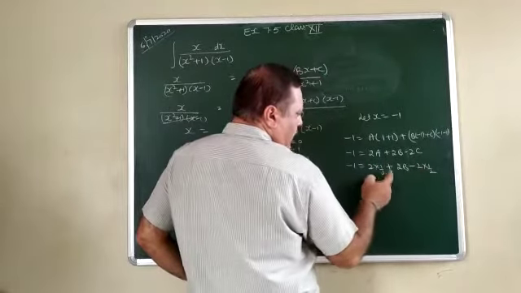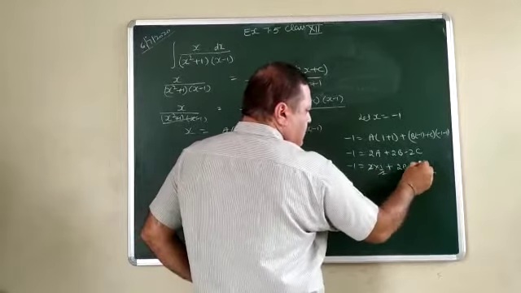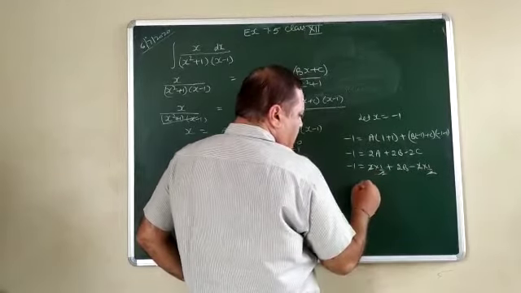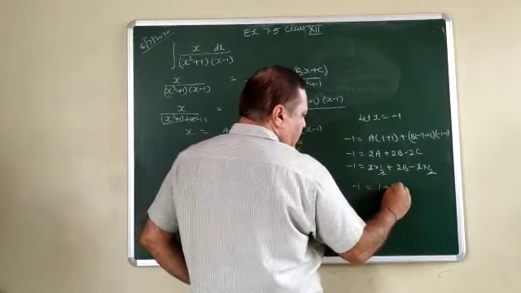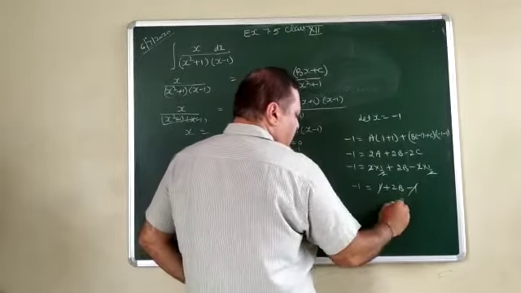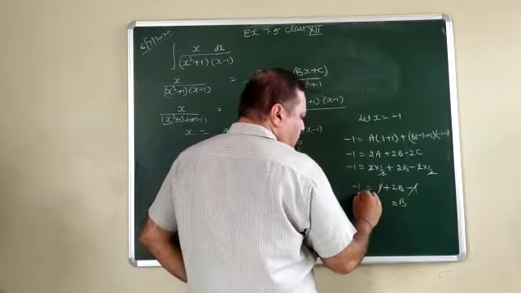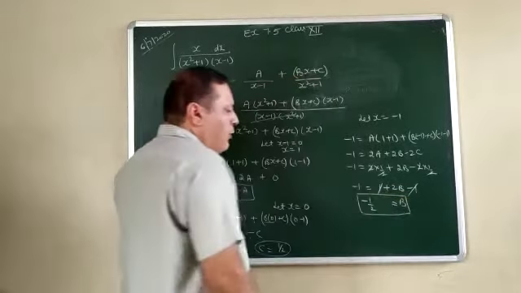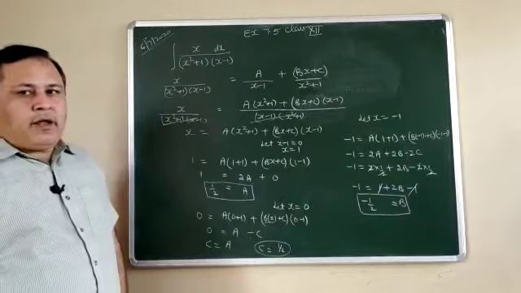From here what we get? This gets cancelled, this gets cancelled. Plus 1 minus 1. Minus 1 is equal to 1 plus 2b minus 1. This gets cancelled. B is equal to minus 1 by 2. Now you have calculated all the values of a, b and c.